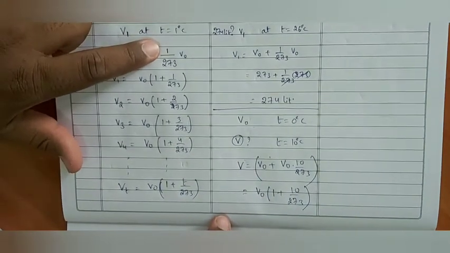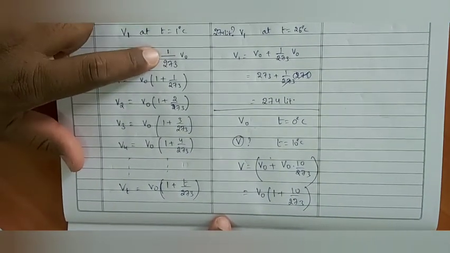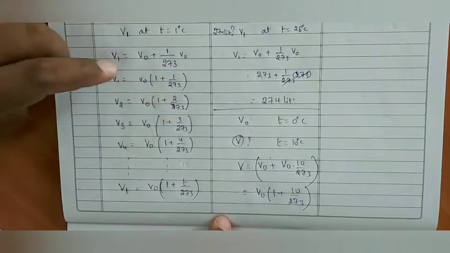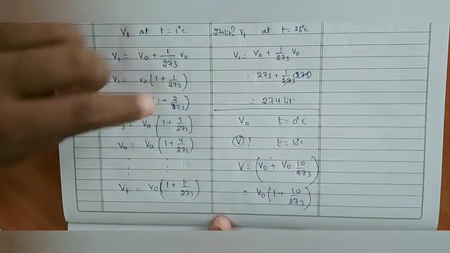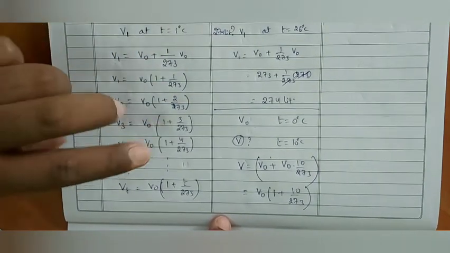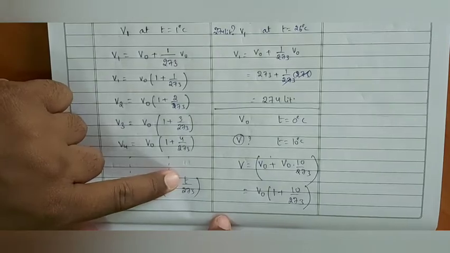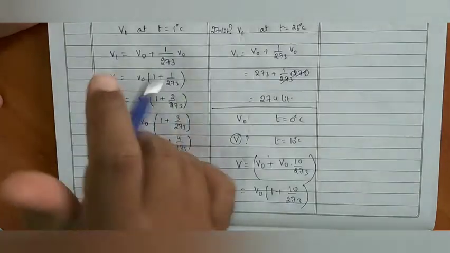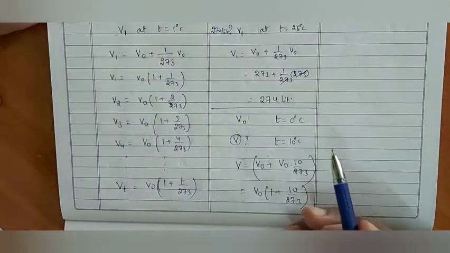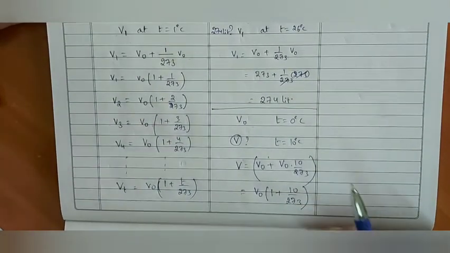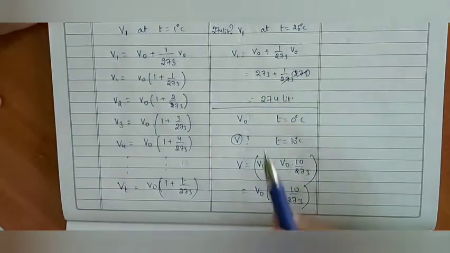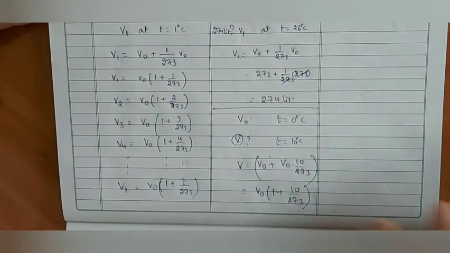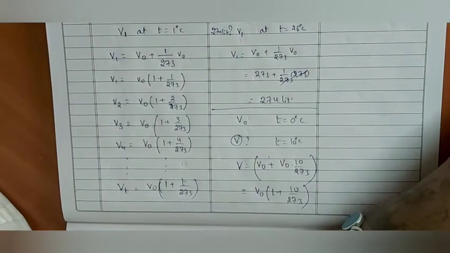For every 1 degree C rise in temperature, it will be increased by 1 by 273. Like that, for 2 degrees C rise in temperature, it will be increased by 2 by 273. For every 3 degrees rise in temperature, it will be increased by 3 by 273. For every t degree C rise in temperature, the volume is increased by t by 273. Okay, na? This is about the relation between volume and temperature. Charles' law is completed.